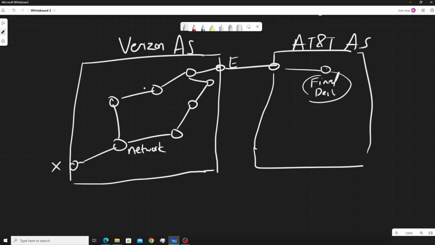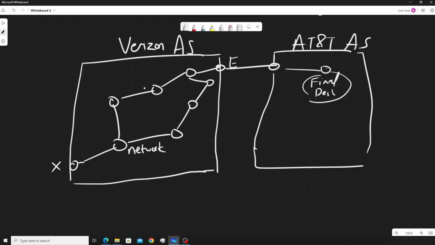And then in this case, there's a chance AT&T, if they don't have a relationship, will say something like, go find a different path. You're not my customer. You don't have any agreements with me. I don't trust you at all. Go find a different path through some other EGP to get to your final destination.